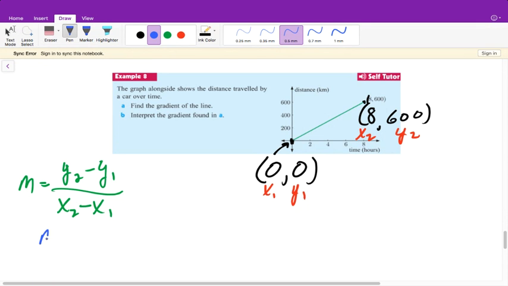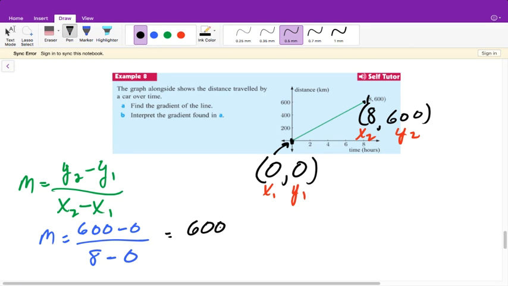So my slope is equal to y2, which I said was 600, minus my y1, which is 0, over x2, which I said was 8, minus my x1, which I said is 0. So our slope is equal to 600 over 8. Now we've reduced this as much as we can. So I know that 600 divided by 8 is equal to 75. So I would say that my slope is equal to 75. Right? So that is the answer for A. Find the gradient or the slope of the line. There's my answer for A.